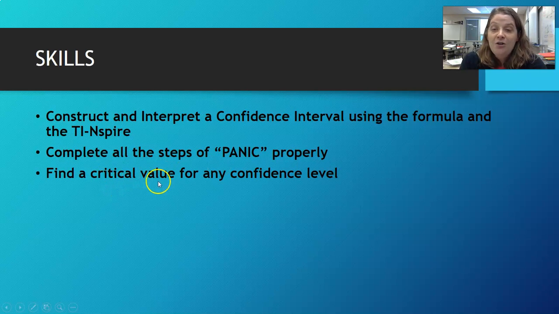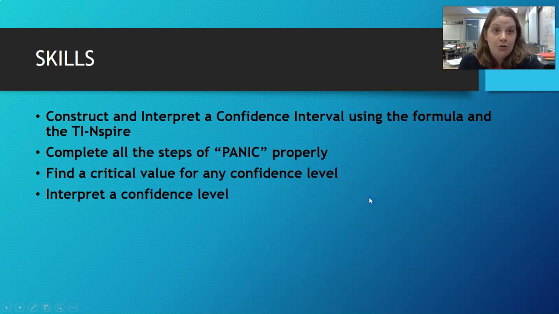You've got to be able to find the critical value for any confidence level, which means if I say I need you to be 90% confident, or 98 or 80, whatever that percentage is, you have to be able to find that critical value of z. Remember, you can do that using the inverse normal command on your calculator, or you could use the table with the t on it and look at the bottom of that. You need that for the formula itself, and also just to be able to work through multiple choice questions about critical values. You need to be able to interpret a confidence level as well as the interval.